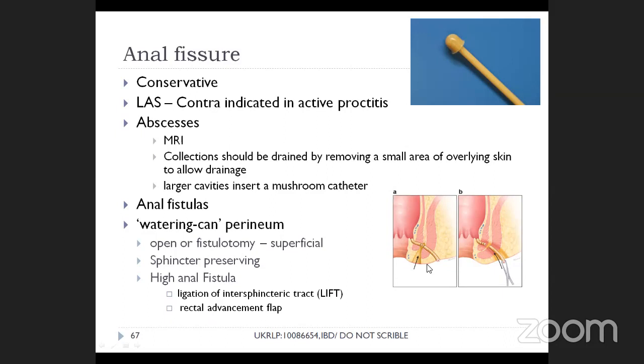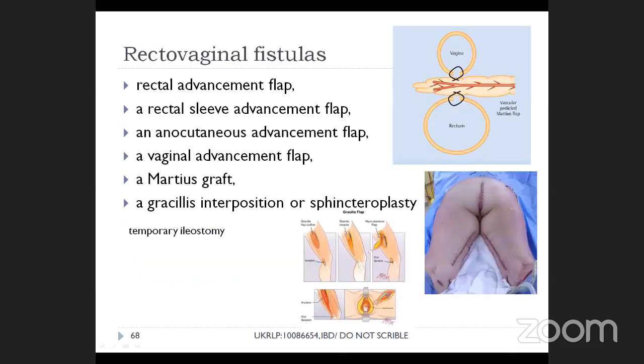We remove the whole of the tract, and rectal mucosa is advanced to cover the area. So the most devastating and difficult to treat pathologies in Crohn's disease are rectovaginal fistulas, and in rectovaginal fistula, involvement of the other departments is more important. There are two things which are involved in the treatment of rectovaginal fistula.